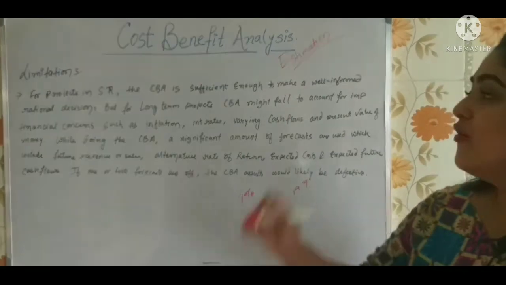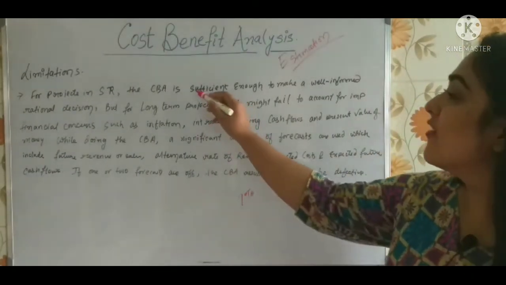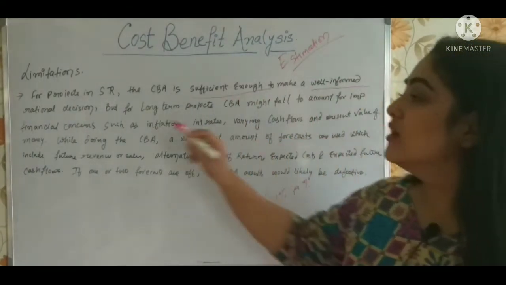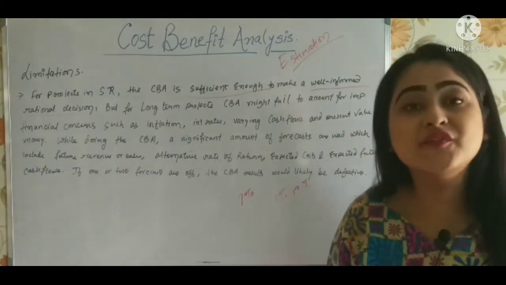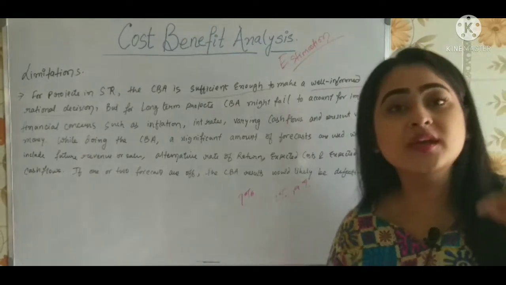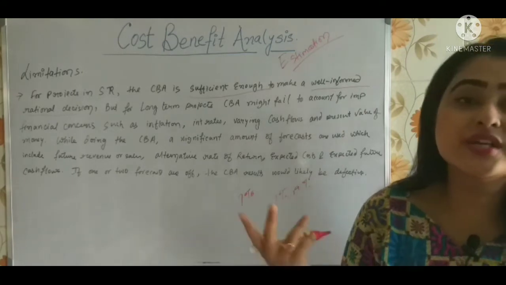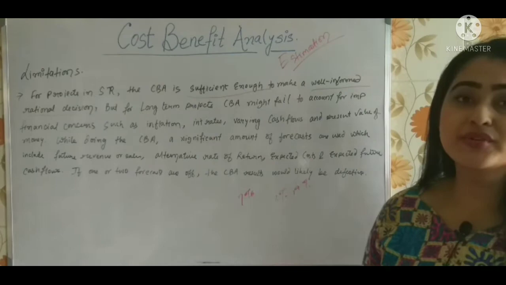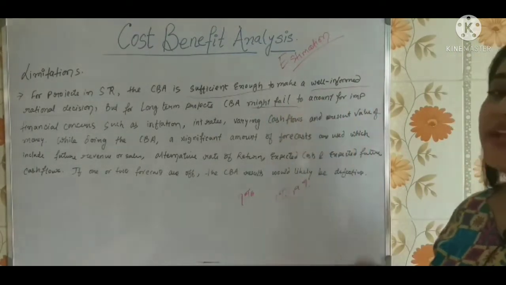See here, for projects in the short run, the cost benefit analysis is sufficient enough to make a well-informed, rational decision. What will be the rational decision? Benefits are more, we are going to do the project. Benefits are less than cost, we are not going to do the project. This is the simple rational decision. It's easy to be done. But what about the long-term projects? In the long term, the cost benefit analysis might fail.